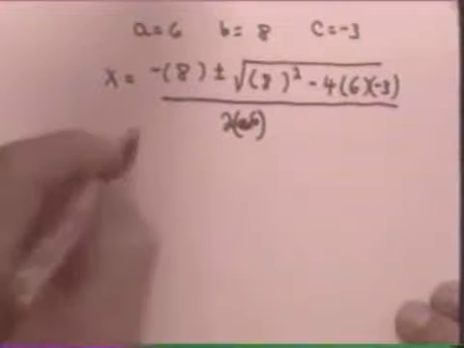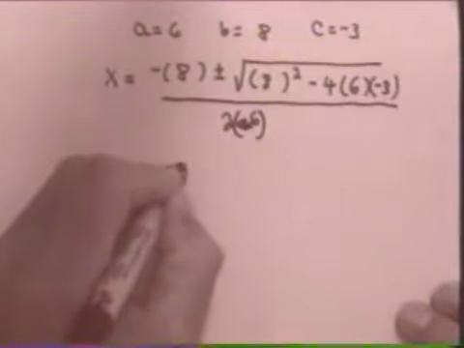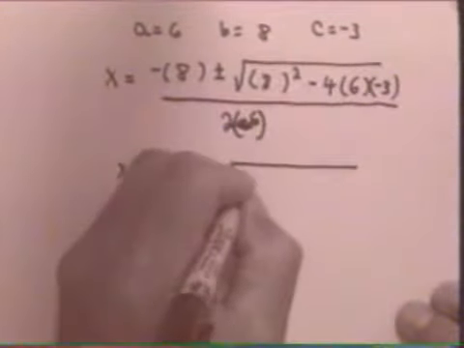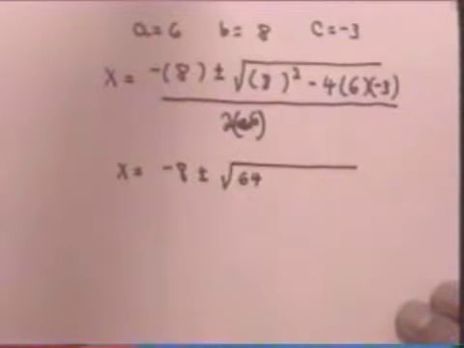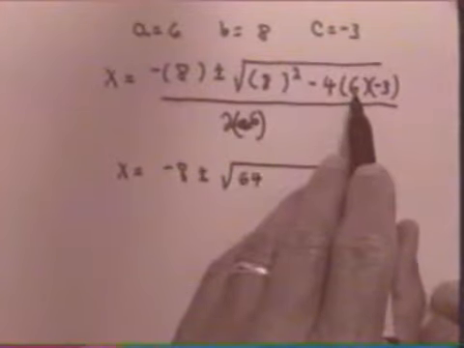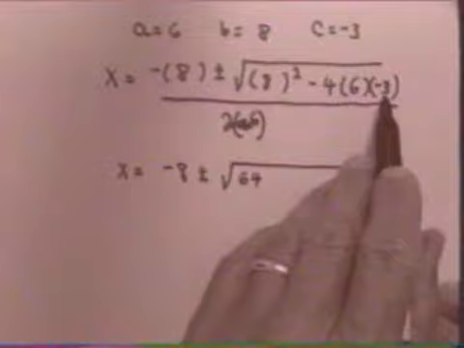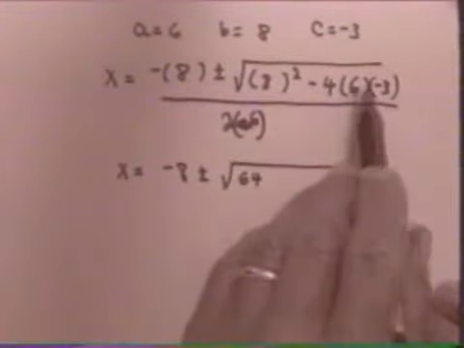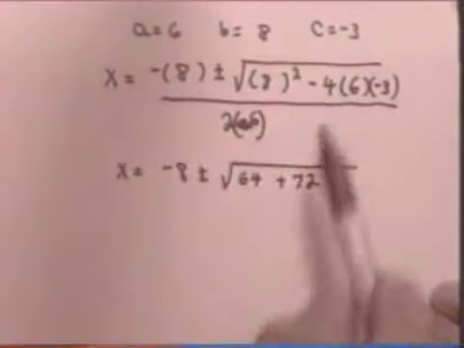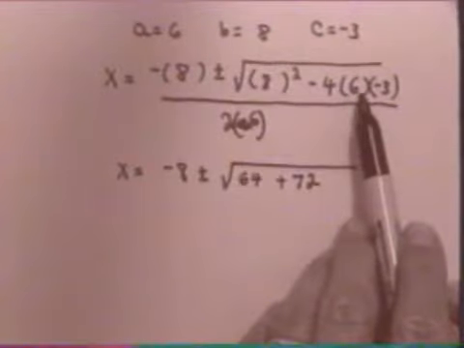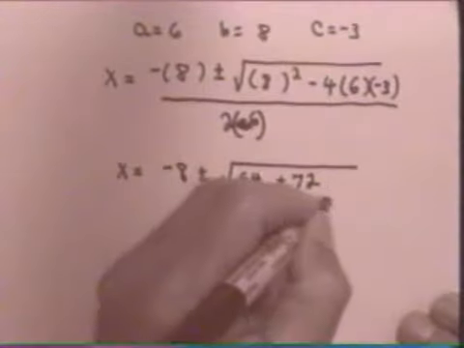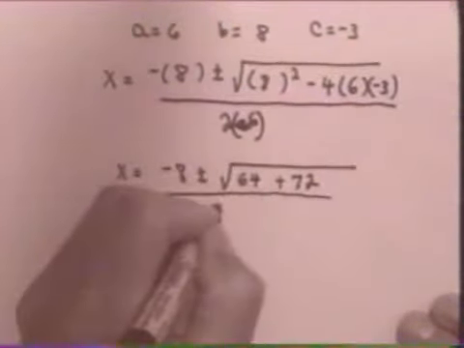Now I want to evaluate it. We get x is equal to a -8 plus or minus the square root of, squaring, 8 squared is 64. Now I do my multiplying. 4 times 6 is 24. 24 times 3 is 72. And a negative times a positive times a negative would be a positive. So it's going to be a positive 72. A -4 times 6 is a -24. A -24 times a -3 is a positive 72. Over 2 times 6 is 12.